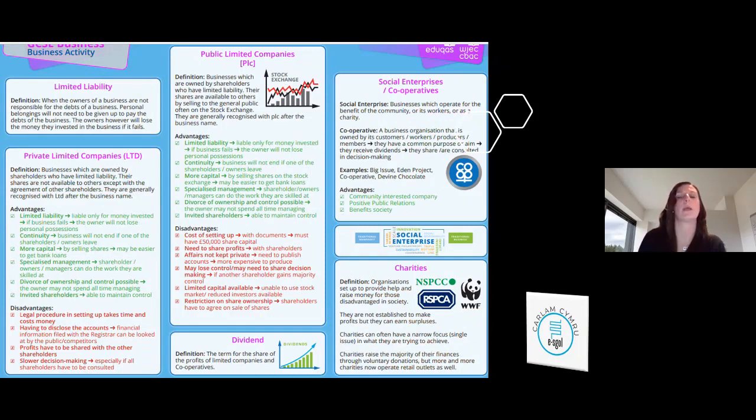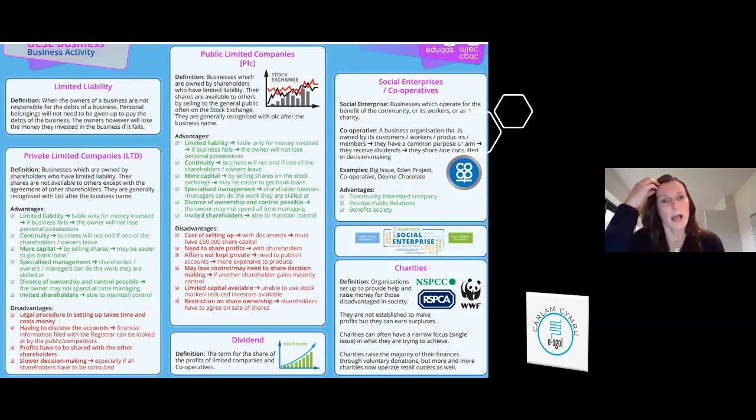Obviously, in business ownership, we also have to cover public and private limited companies. So you've got things like limited liability. This is where the owners of a business are not responsible for the debts of the business. So personal belongings will not be given up to pay the debts of the business. The owners, however, will lose the money they invested in the business if it fails. So if you invest £10,000, that's what you would lose. Your house wouldn't be at risk. Your cars and other assets that you have wouldn't be at risk.